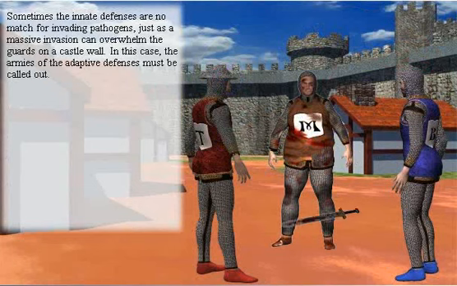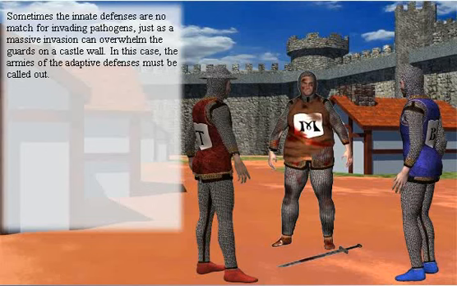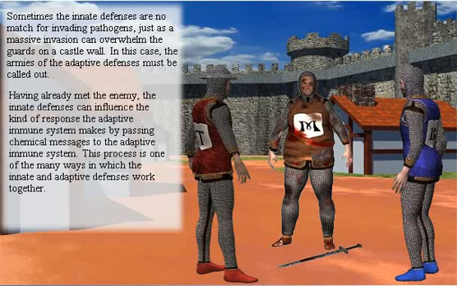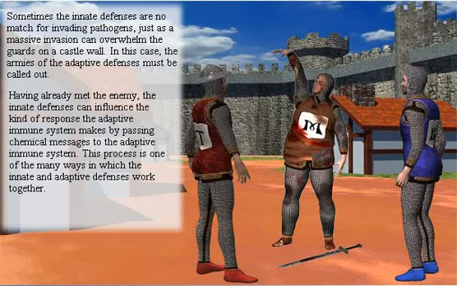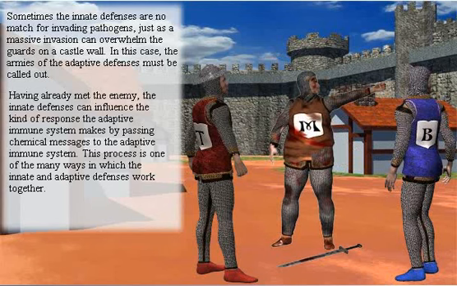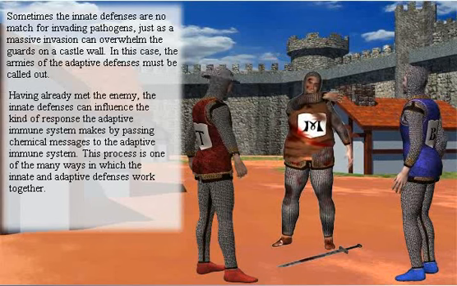Sometimes the innate defenses are no match for invading pathogens, just as a massive invasion can overwhelm the guards on a castle wall. In this case, the armies of the adaptive defenses must be called out. Having already met the enemy, the innate defenses can influence the kind of response the adaptive immune system makes by passing chemical messages to the adaptive immune system, rather like this guard gesturing to his friends. This process is one of the many ways in which the innate and adaptive defenses work together.